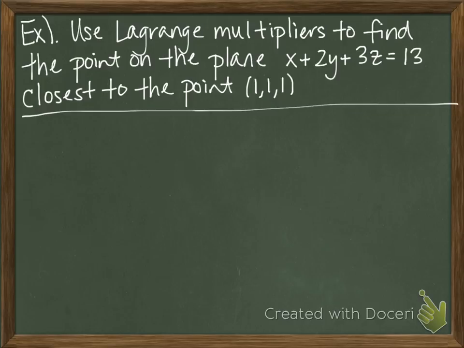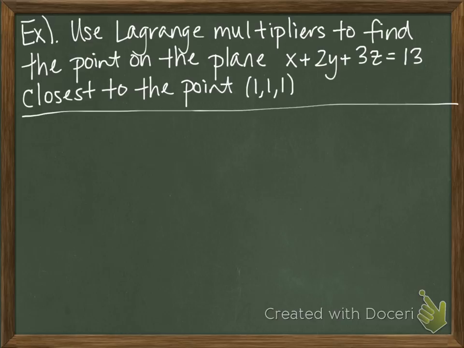In this example, we're going to try to find the point on this given plane that's closest to the point (1, 1, 1). There's more than one way to do this, but we're going to try it by using Lagrange multipliers. To use Lagrange multipliers, we need to first come up with a function that we're trying to optimize. In this problem, we're trying to minimize the distance between the plane and the point, so the distance function is a good place to start.